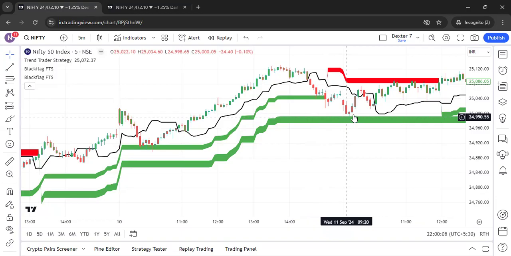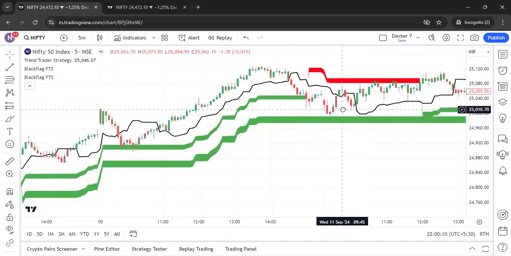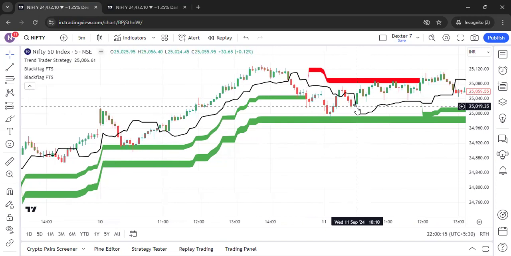Okay. Now let's see another example. All right. On the buy side. This thing got broken on the upside, right? It is going from below and it is touching.